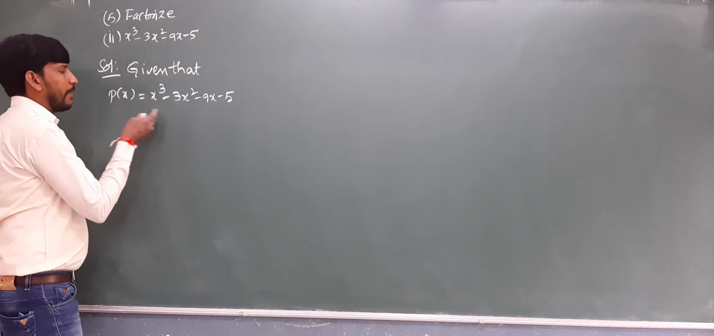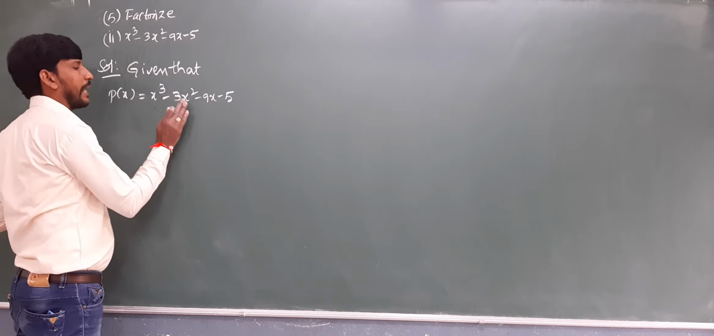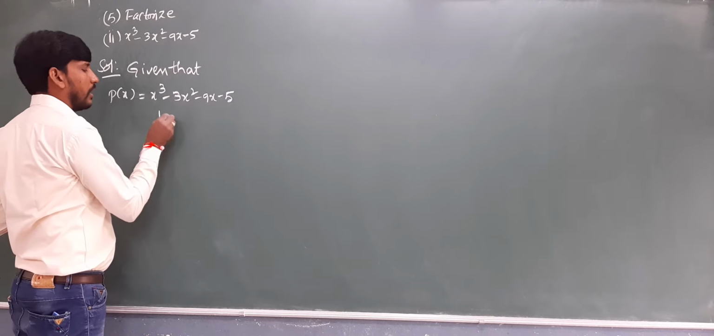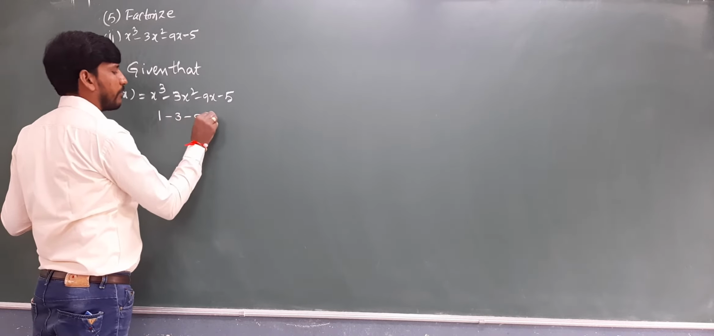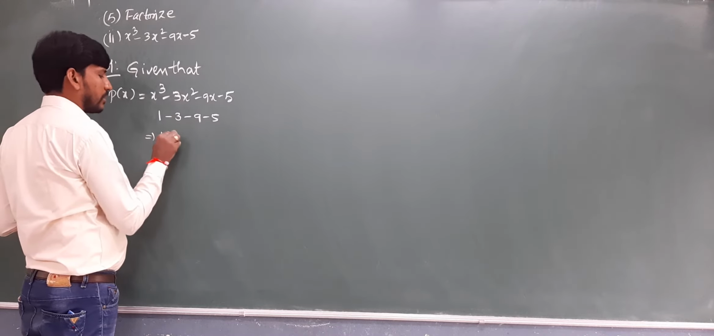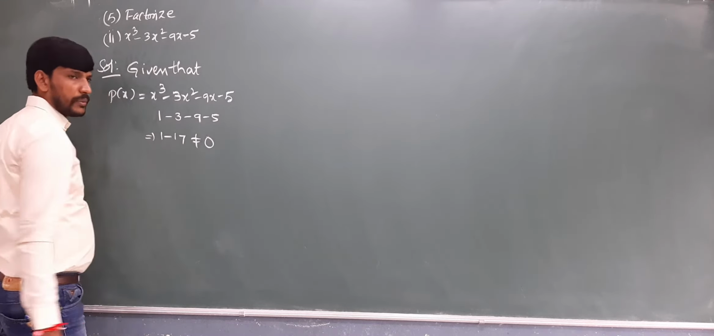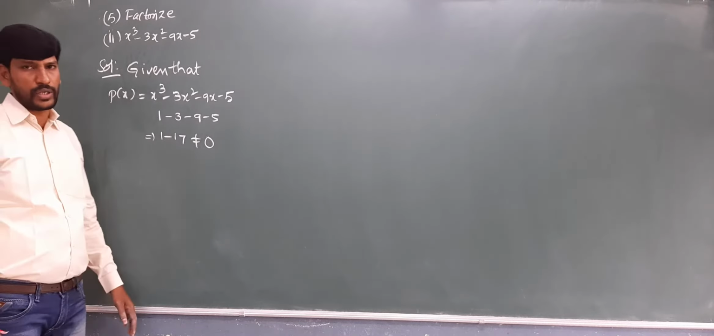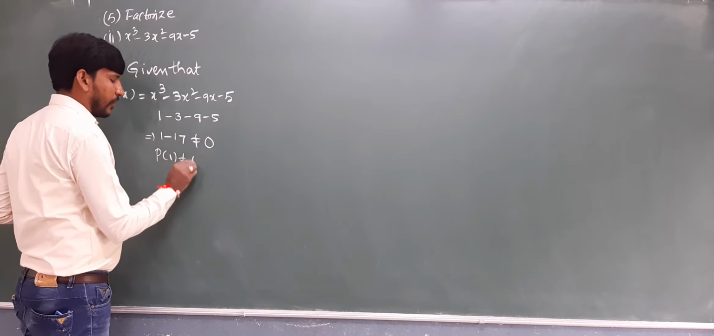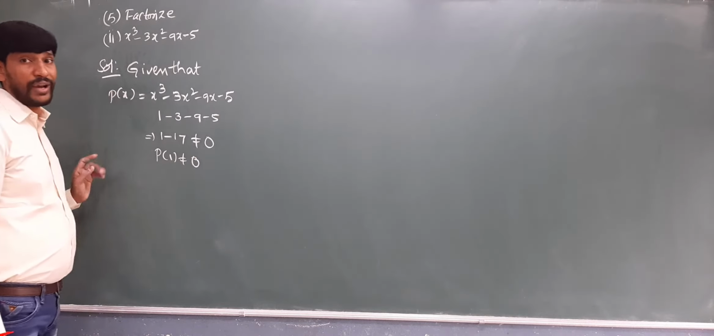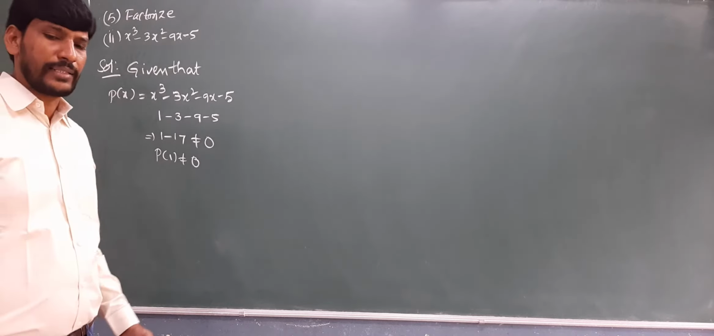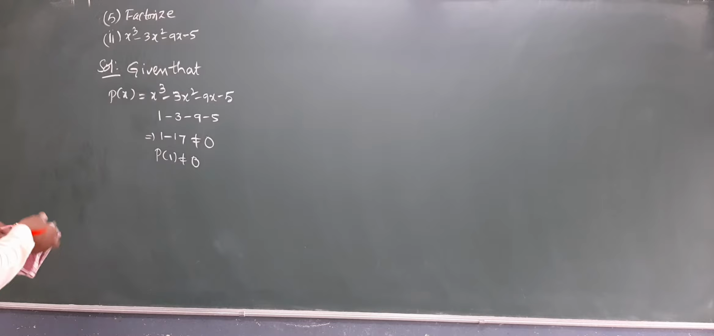Now, taking the coefficients of x cube, x square, x and the constant value, the values are 1, minus 3, minus 9, minus 5. The sum is 1 minus 17, which is minus 16, not equal to 0. So p of 1 is not equal to 0. Then we can say that x minus 1 is not a factor. So what is the next alternative? The next alternative is x equal to minus 1, which we are going to substitute.